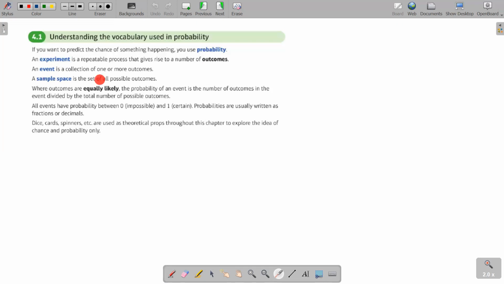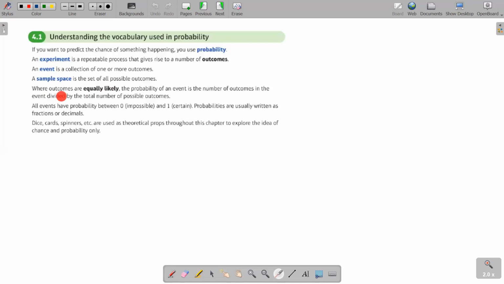An event is a collection of one or more outcomes. I think these will be more clear when we do sums, but right now, just have the idea. A sample space is a set of all possible outcomes. If you're tossing a coin, what's the sample space? All the possible outcomes for a coin are going to be either head or tail. Or if you're working with a six-sided dice, what are all the possible outcomes? You get 1, 2, 3, 4, 5, 6. So those are the 6 possible outcomes.